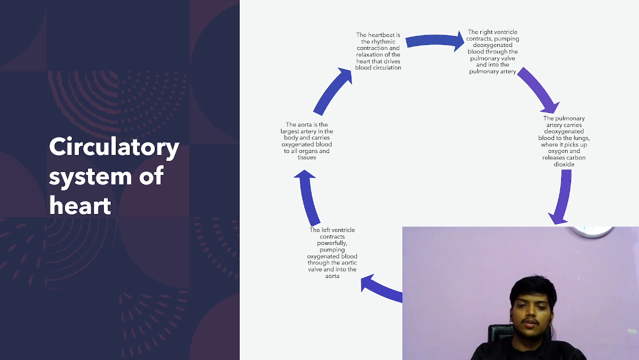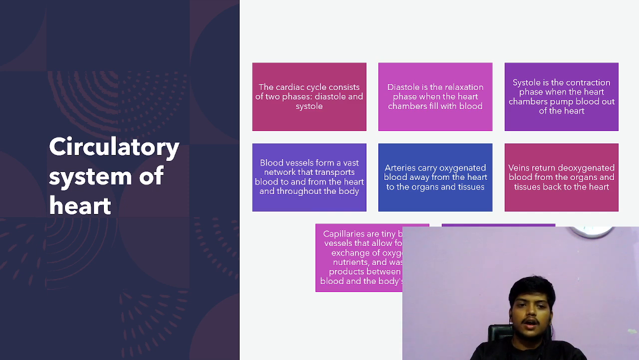Later, the left ventricle contracts, powerfully pumping oxygenated blood through the aortic valve and into the aorta. So later, the cycle repeats. The cardiac cycle has two phases, diastole and systole. Diastole is the relaxation phase when the heart chambers fill with blood. Systole is the contraction phase when the heart chambers pump blood out of the heart.